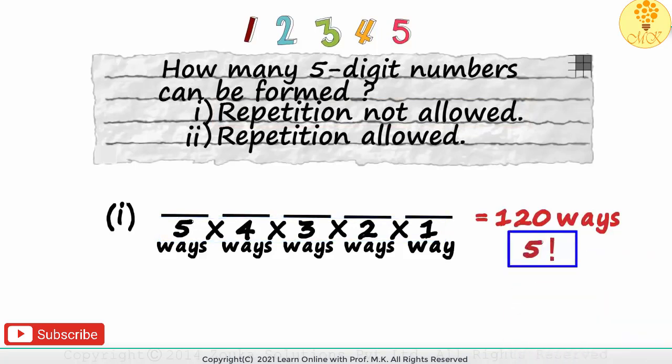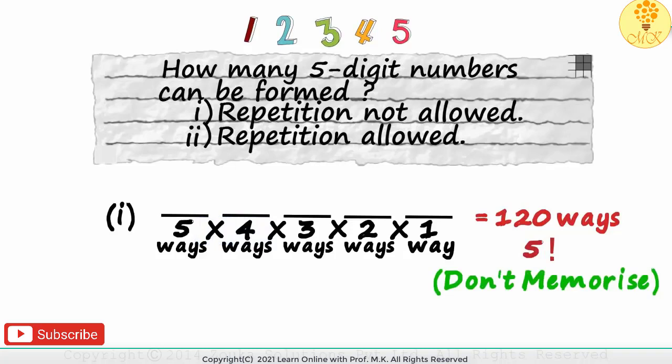Many students memorize this. 5 distinct things can be arranged in 5 factorial ways. Don't make that mistake. Yes, you may use 5 factorial directly, provided you understand why we use the factorial. Here, we saw it step by step. Why 5, why 4, and why we multiplied them. Don't memorize the factorial formula. Understand the logic behind it and then use it.